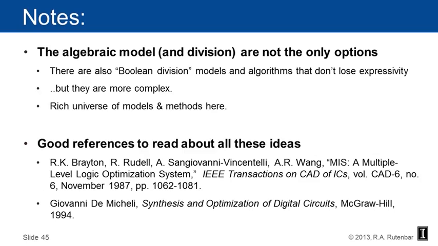There's a couple of good references to read about these things. The paper by Bob Brayton, Rick Rudell, Alberto Sangiovanni-Vincentelli and Albert Wang, MIS, a multiple-level logic optimization system from 1987. That's a really good primary source for the early historical evolution of these things. And also Giovanni De Micheli's Synthesis and Optimization book from McGraw-Hill. That's another really good place to look.